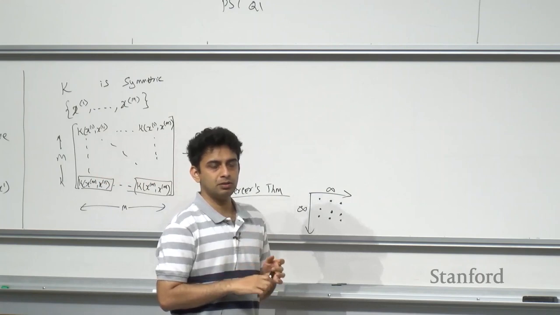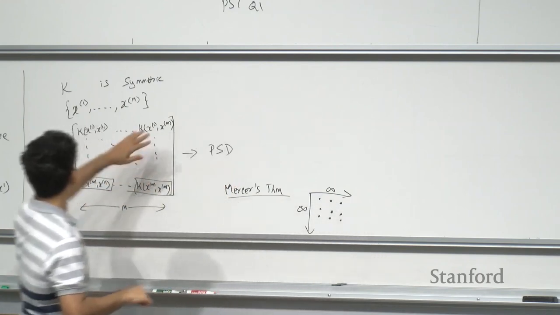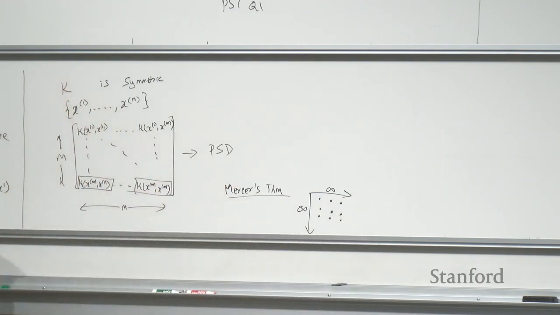Yes, question? Where does x1 to xm come from? It can be any x1 through xm, any arbitrary x1 through xm, right? Any example. They need not be your training set. It's just a property of this function. So that was kernels.